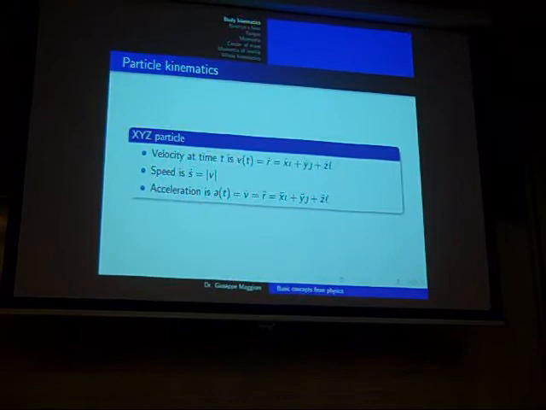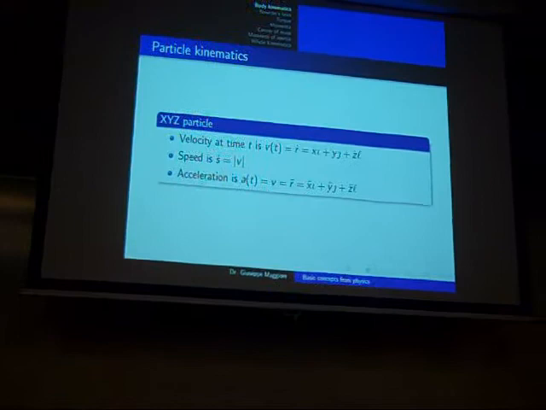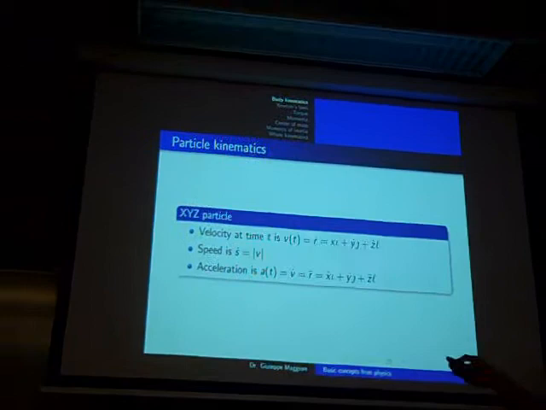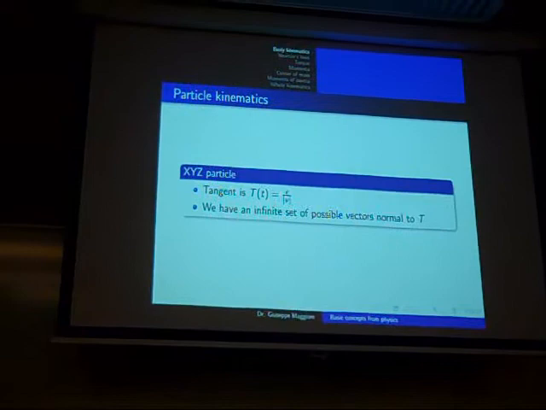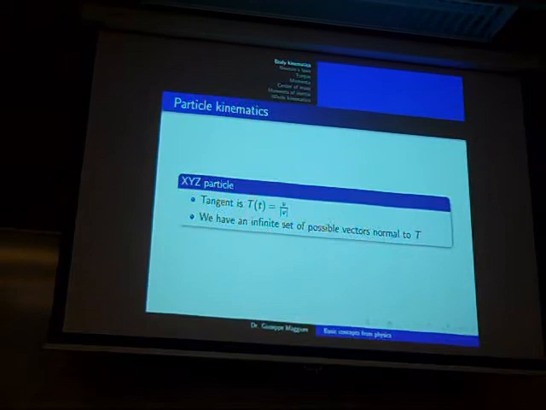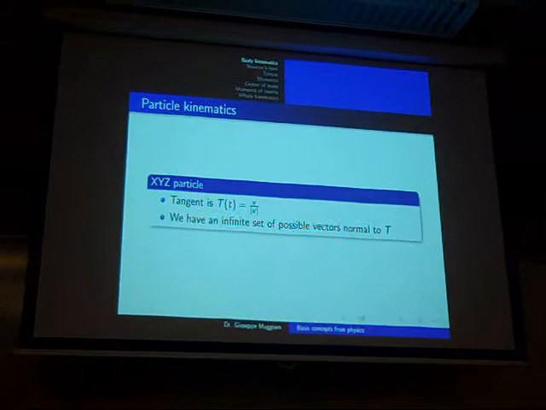The velocity, very same concept, just with another component. The speed, exactly the same concept. The length of the velocity. The acceleration, derivative of the velocity, or second derivative of the position. Tangent is the very same thing. So you have a particle, now the particle is moving in 3D, like a camera, for example. What's the forward direction? The tangent, right? And the tangent is going to still be normalized velocity.